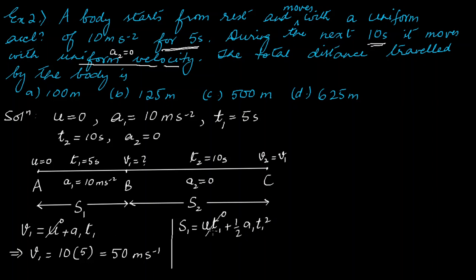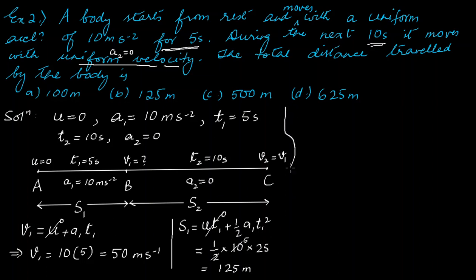Again, this part will be 0, since u is 0. So you have half. What is the value of a1? A1 is 10. What is the value of time? Time here is 5. So this will be 5 square. 5 square is 25. So this and this will go 5. 5 into 25 is 125 meter. So we got the value of s1.